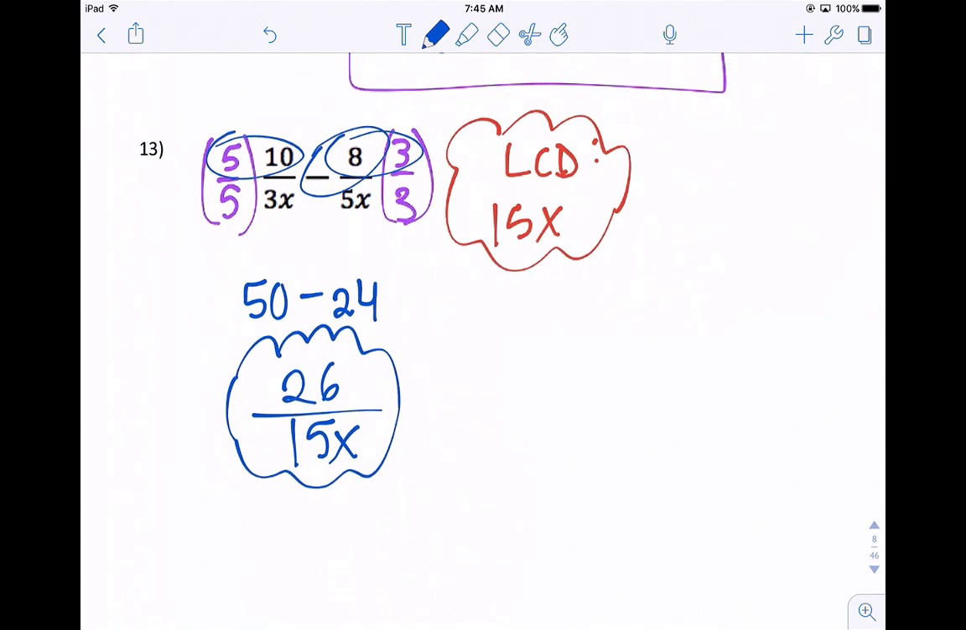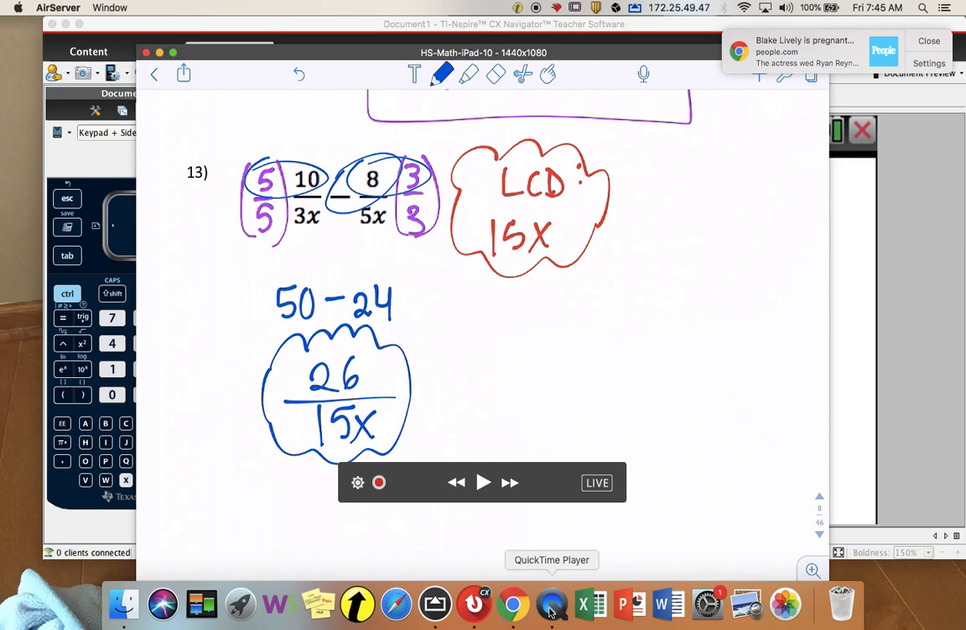All right, tomorrow in class we will review more of all four operations: add, subtract, multiply, and divide.